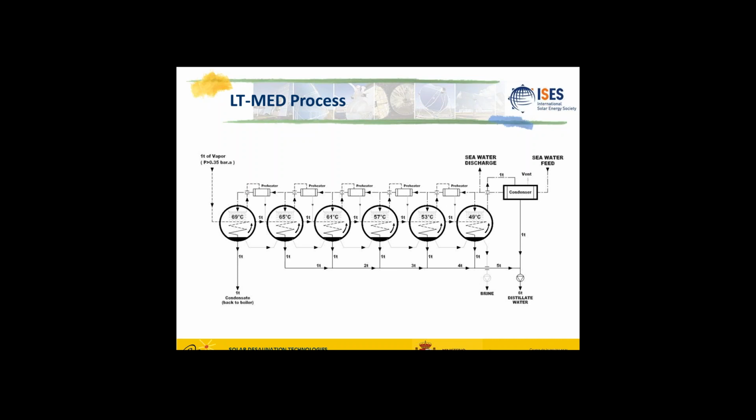Obviously, the CSP plus D plants need to be located near the sea, where, you know, usually a solar thermal concentrating plant requires a large surface area in order to install the solar collectors. And this is not always easy on the coast, where land is not easily available and can be a big problem.